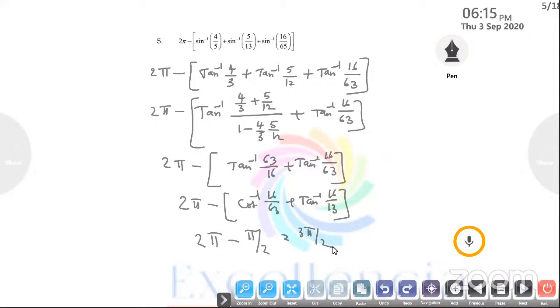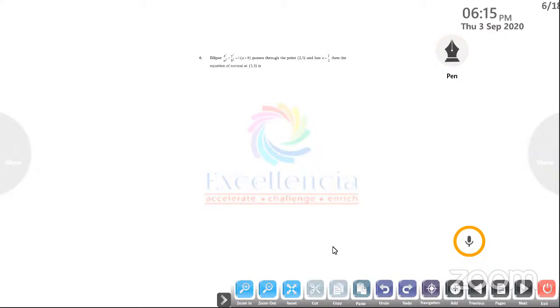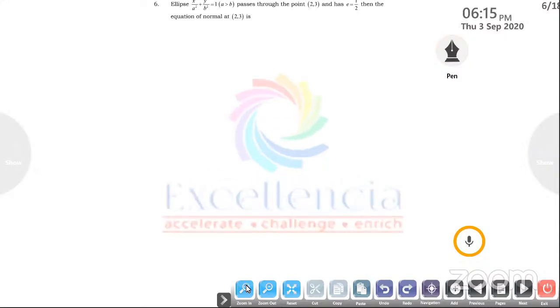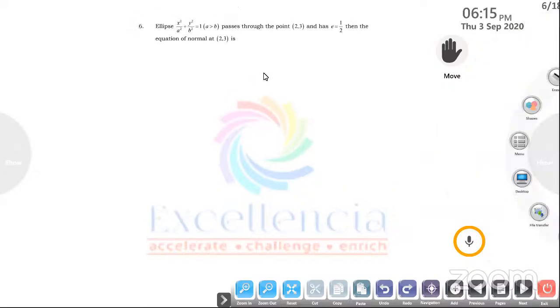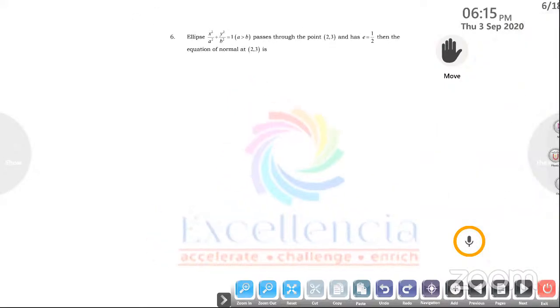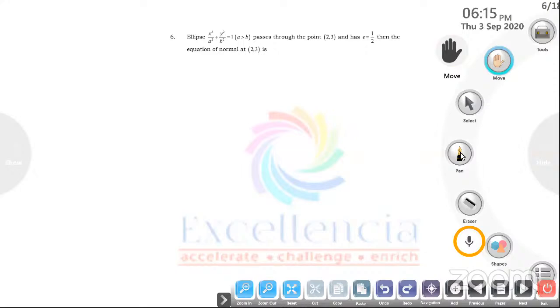So the very next question from geometry. So students, this is a very simple question. Ellipse x squared by a squared plus y squared by b squared equal to 1, a greater than b, passes through the point (2, 3) and has eccentricity 1 by 2, then what is the equation of the normal at (2, 3)? This is the equation given.